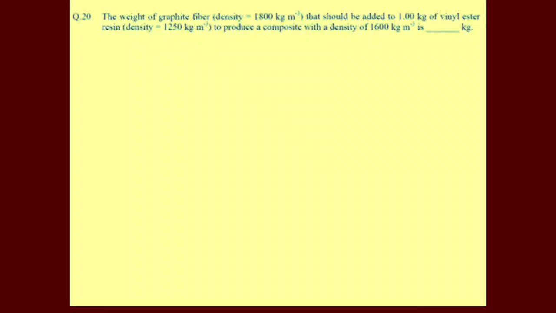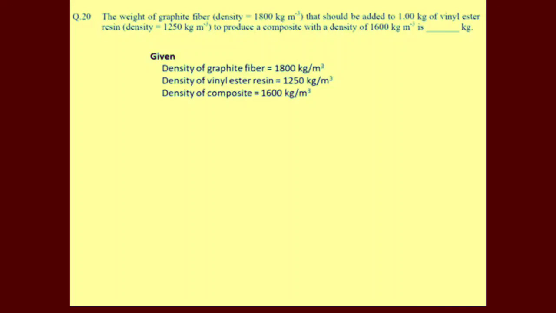This is a relatively simple question. Here we need to find the weight of fiber that needs to be mixed with 1 kg of phenyl ester to prepare composite with density of 1600 kg per meter cube. Density of fiber, resin and composite is given. So let's imagine x kg of fiber need to be mixed with 1 kg of ester to have a composite with the density of 1600 kg per meter cube.